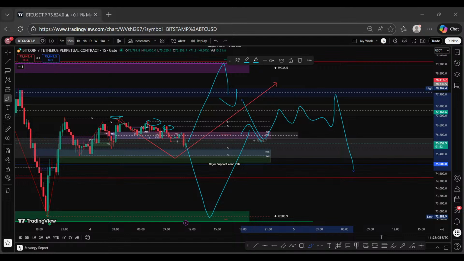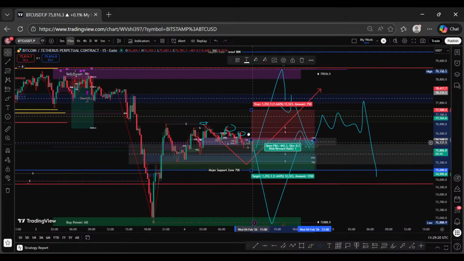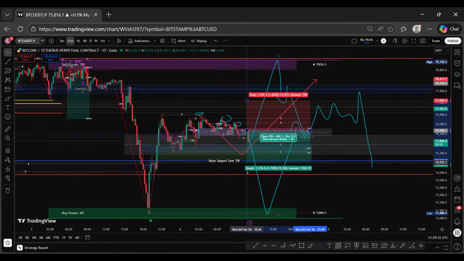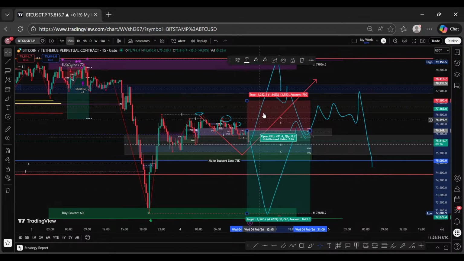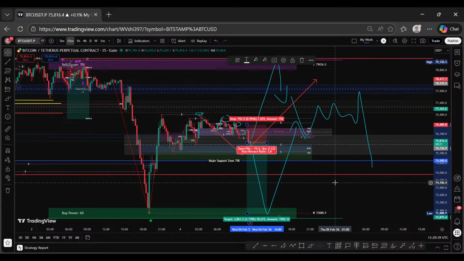So entry and exit planning. Let's plan a possible long trade here. The entry would be around this level, and there are going to be short positions from here. The risk reward will be 3.2 with the ratio of 750 amount.